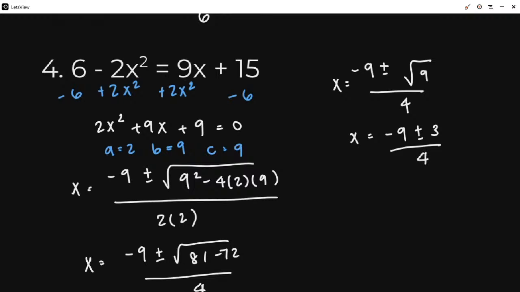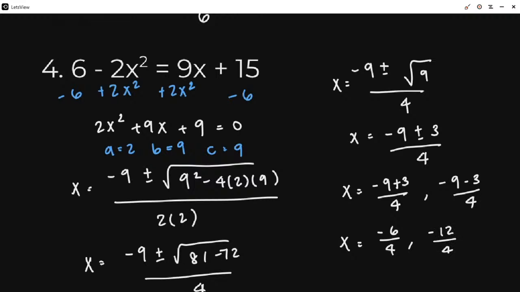So we can split this into two equations. X will equal negative 9 plus 3 over 4 and negative 9 minus 3 over 4. So for the first one we get negative 6 over 4, and for the second one we get negative 12 over 4. So we can simplify both. In the first one we can divide everything by 2, so that'll be negative 3 over 2, and for the second one that'll be negative 3.